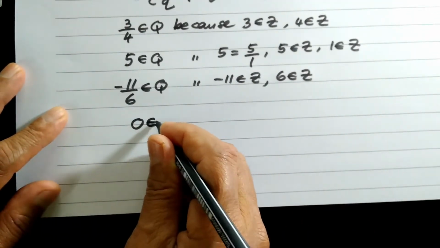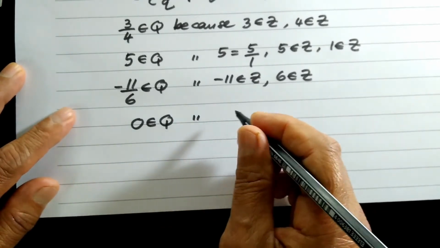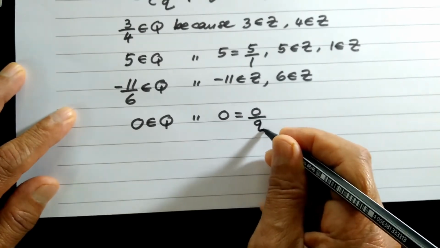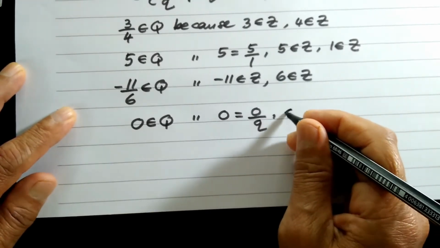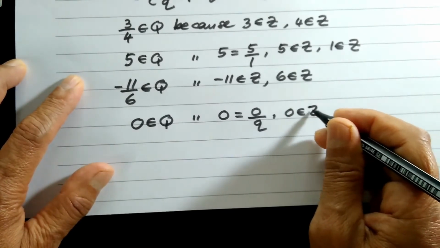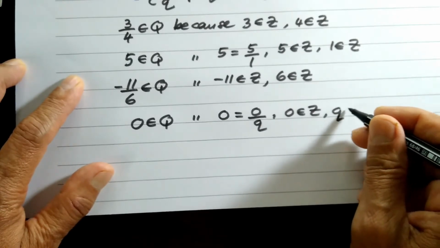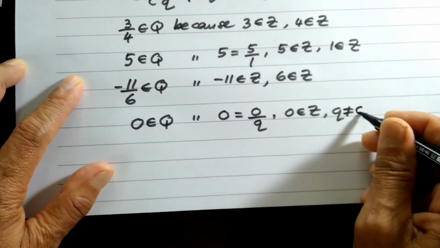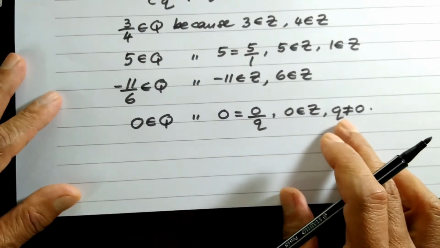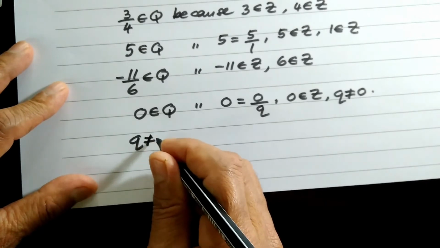Now, how about 0? Is 0 rational? The answer is yes also, because 0 can be written as 0/Q, where 0 is an integer, and Q is an integer as long as it is not equal to 0. Now, we are stressing so much that Q must not equal 0.